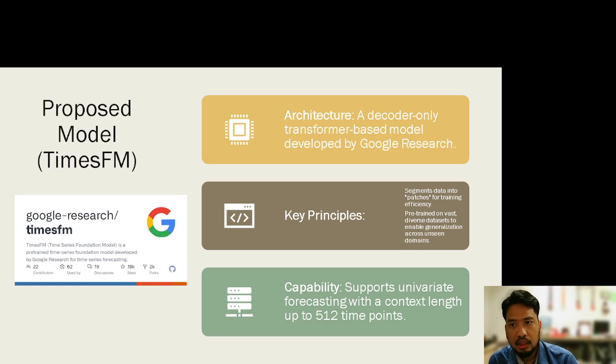The architecture is a decoder-only transformer-based model developed by Google Research. The key principle in this model is that it segments data into patches for training efficiency. It was pre-trained on a vast diverse dataset to enable generalization across many domains, not only the energy prediction domain, but it can be applied to many time series prediction domains. It supports univariate forecasting with a context length up to 512 time points.